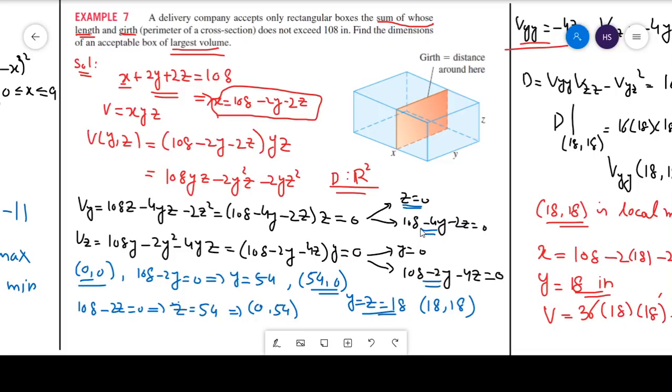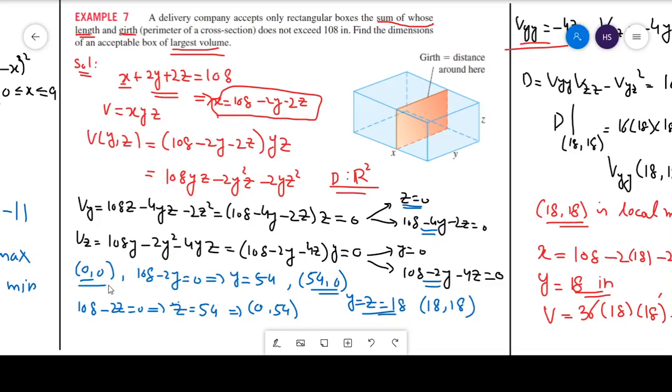And similarly, if you consider this and this, you get 0, 54, and this equation and this two variable equation, calculate and solve it simultaneously, you would get y is equal to z is equal to 18. So that means our critical points are (0, 0), (54, 0), (0, 54) and (18, 18).